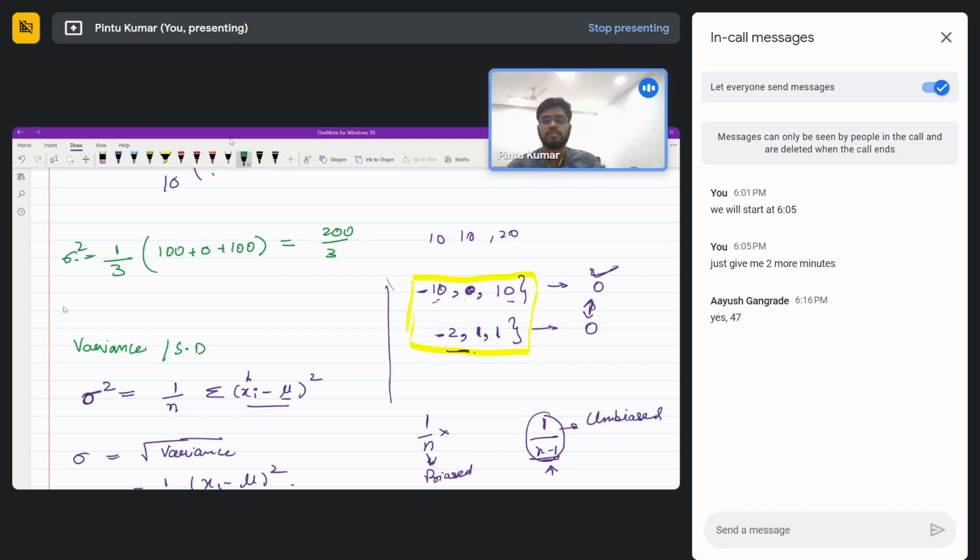And for the second case, what is the variance? The variance is 1 by 3 again. This is 2 minus 0, this is 4, plus 1 plus 1. This is 6 by 3, that is 2. See how much difference there is in terms of variance. But the mean was saying that these two are the same quantity.